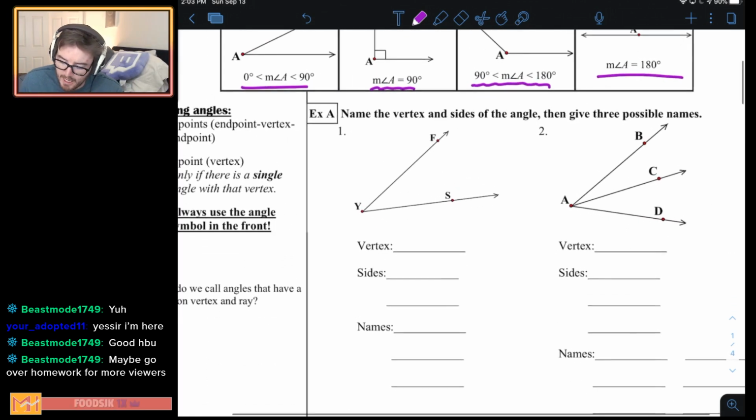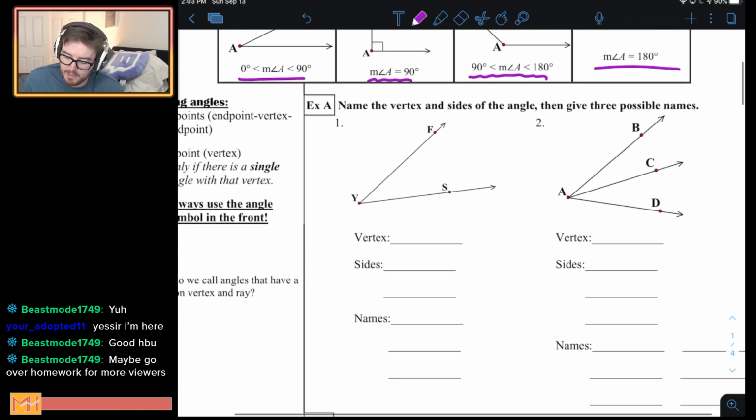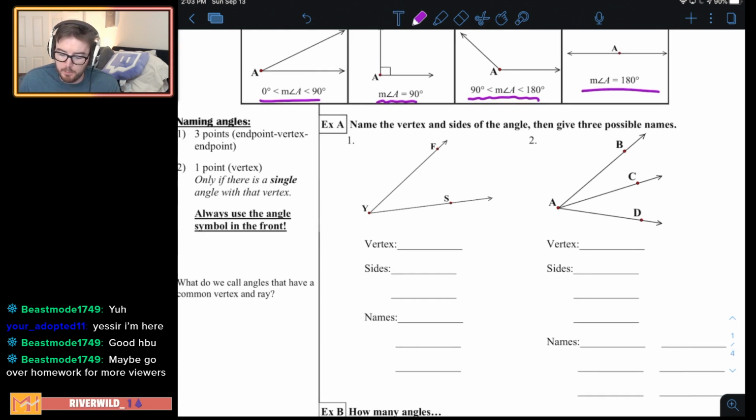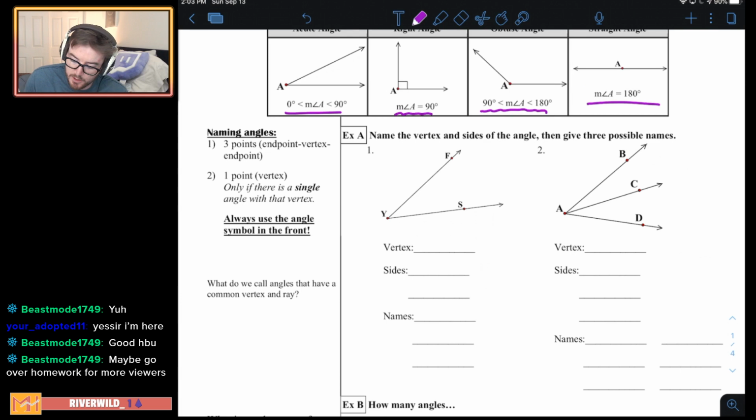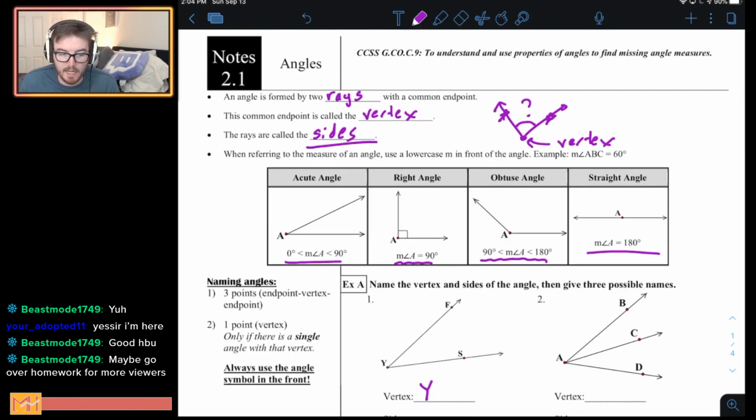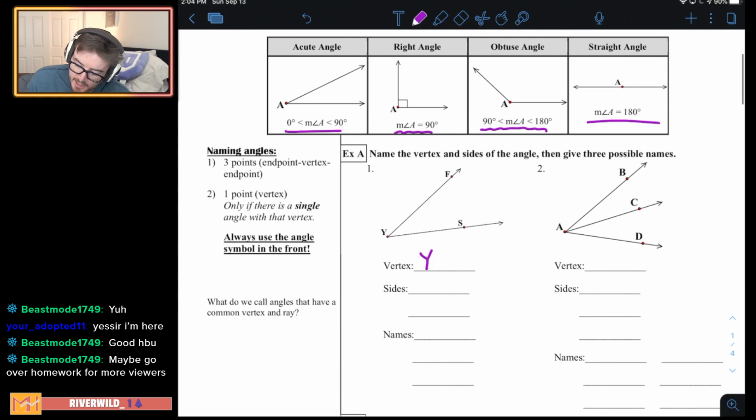So we're just looking at an angle here. This angle has 3 points, F, Y, and S, and we want to name the parts of this angle. So the vertex is point Y because that's where the rays are sprouting out from. So we call that the vertex. And then the sides of the angle are those two rays, which is the word I used up here. So the sides are YF and YS. And how do we label rays? With a single arrow over the top, like so.